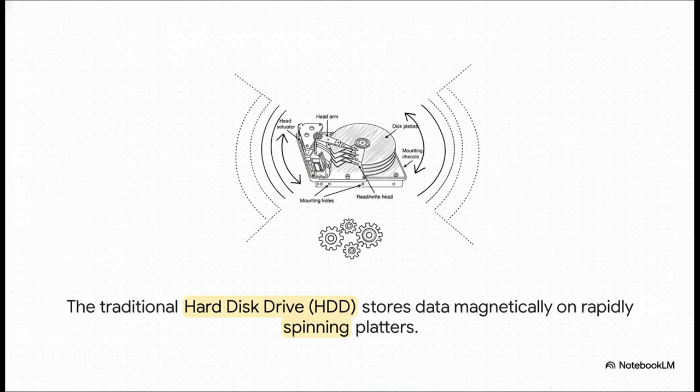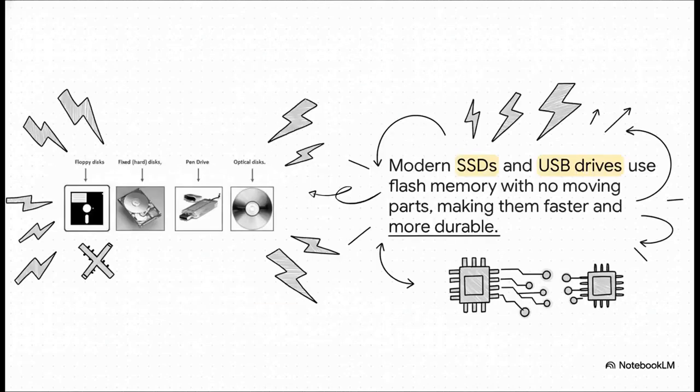For a long time, this was our filing cabinet, the hard disk drive, or HDD. And honestly, it's a mechanical wonder. You've got these platters spinning thousands of times a minute, and a tiny little arm that reads and writes data magnetically. But all those moving parts mean it's slower and a bit more fragile. But today, things are different. Most new computers have what's called a solid-state drive, or SSD. These use flash memory. It's the same kind of tech that's in a USB drive. And because there are no moving parts, they are way faster, way more durable, and they use less power. It's a total game changer for storage.